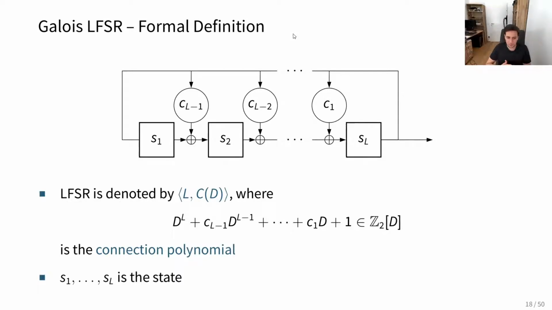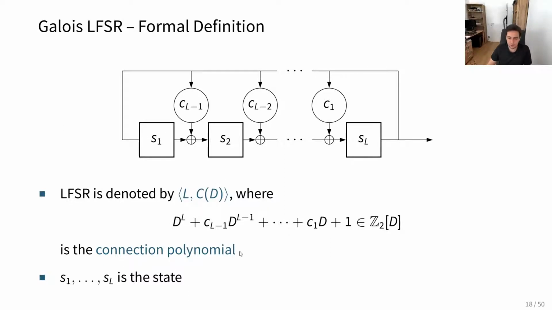I've chosen to use this one here for this period stuff, because I think it's maybe a bit easier to understand why this actually works. Okay, but back to this LFSR. In this presentation, it can usually be denoted by L and C(D), where L is the length of the LFSR. In the previous example, we had L equal to 5. And C(D) is a so-called connection polynomial.